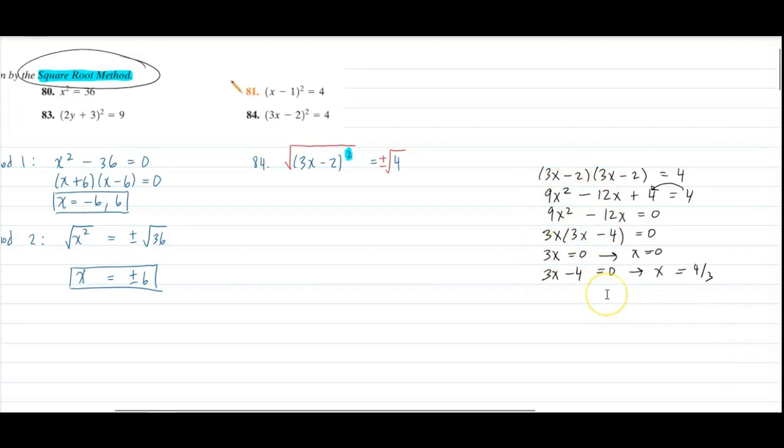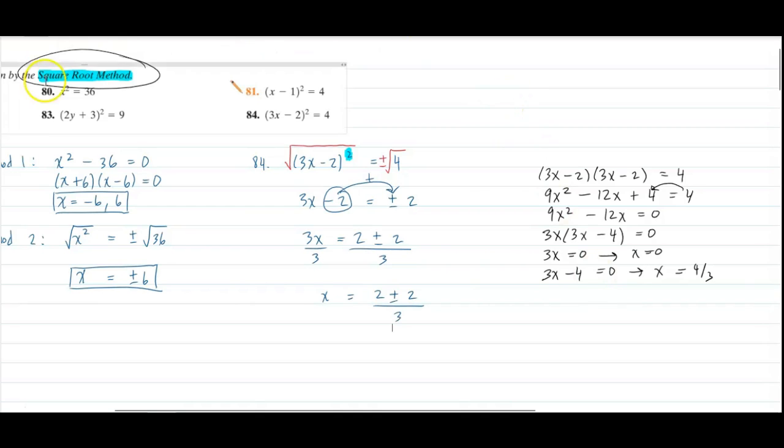That's too much work. So once you do something like that, you basically end up with 3x minus 2 is equal to plus or minus 2. And then you can move this negative 2 over. Look at how few steps I really need. So it becomes 3x is equal to, that minus 2 becomes a plus 2. So 2 plus or minus 2. And then to divide by 3 will help us solve this problem. So you end up with 2 plus or minus 2 divided by 3, like that.